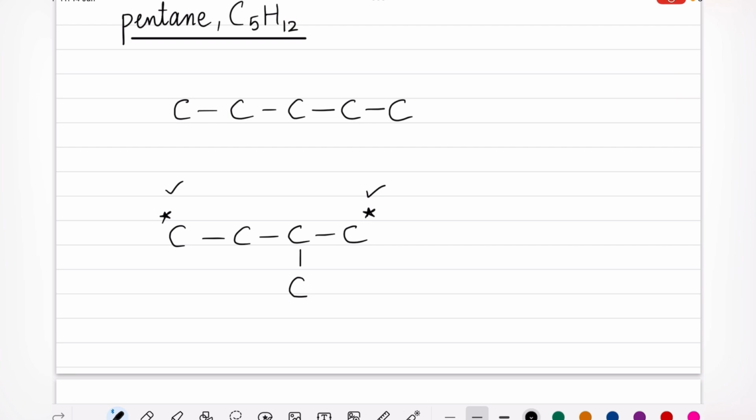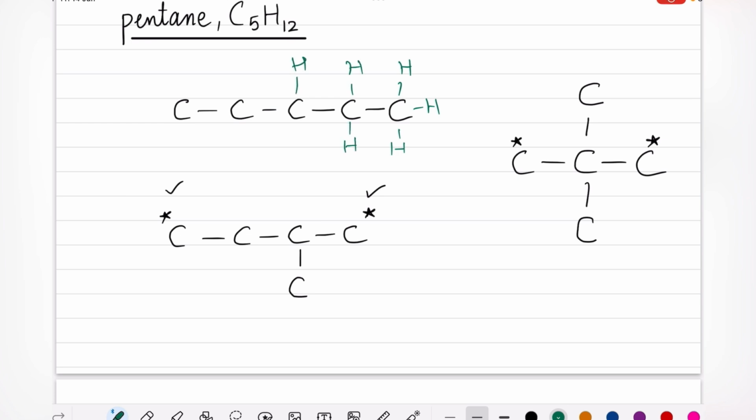The third structure is that I will further shorten the chain length, and now there are 3 carbon atoms in the main chain. I will draw 1 carbon atom above and 1 carbon atom below the middle carbon. There will be no branches at the terminal carbons. These are the terminal carbons that are marked with stars. Now I will complete their structures by making bonds with the hydrogen atoms. There must be 12 hydrogen atoms in each structure. There are 5 carbon atoms and 12 hydrogen atoms.